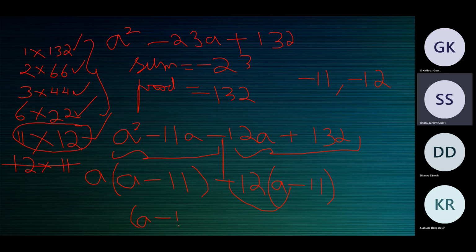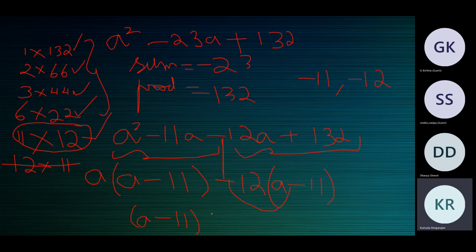Minus 12, ma'am. Correct. a minus 11 is common, and the 2 brackets have the same expression a minus 11. So a minus 11 is common. Then a minus 12. Take a minus 11 in one bracket and gather the other terms, a minus 12, in the other bracket. Correct? a minus 11 into a minus 12, or a minus 12 into a minus 11. Both are correct. So the given expression has 2 factors, and the 2 factors are a minus 11 and a minus 12.